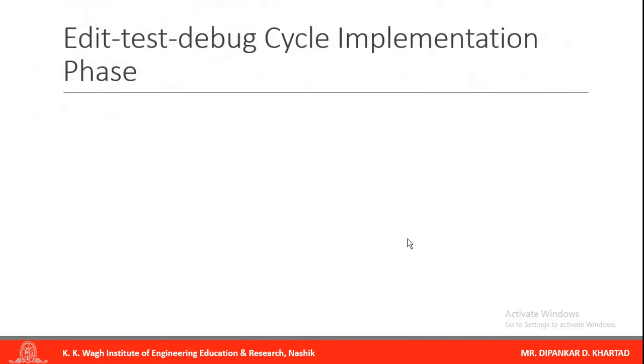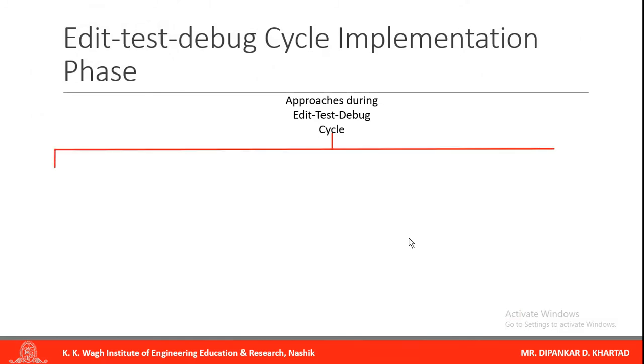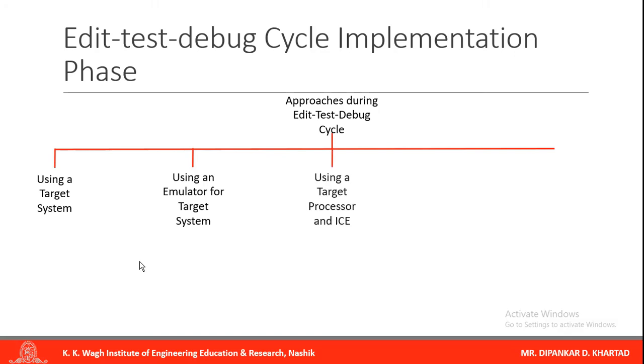Next is the edit, test, debug cycle implementation phase. So there are various approaches, approximately 5 approaches, during the test debug cycle. First one is using a target system. Second is using an emulator for the target system. Third is using a target processor and in-circuit emulation. Fourth one is using a simulator for hardware. And last is using an IDE or prototype tool. So these are the approaches during the edit, test, debug cycle.